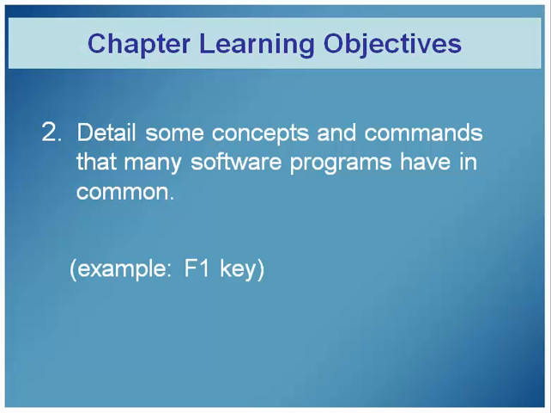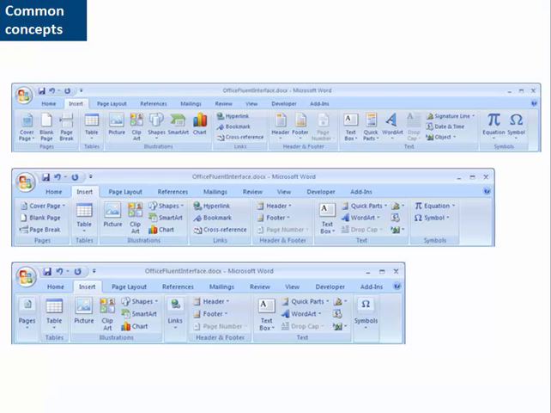Okay, learning objective number 2. Detail some concepts and commands that many software programs have in common. And I think in the example that we're looking at in the book, we're emphasizing Microsoft Office. So let's talk about Microsoft Office programs in particular and what they have in common. One thing they have in common is this notion of the ribbon.